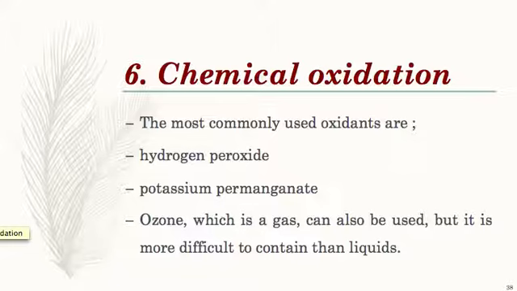The last treatment process is called chemical oxidation, which uses oxidants to convert harmful chemicals such as fuel, solvents and pesticides into less harmful chemicals such as water and carbon dioxide. The most commonly used oxidants are hydrogen peroxide and potassium permanganate, which are liquids. Ozone is a gas which can also be used, but it is more difficult to contain than a liquid.